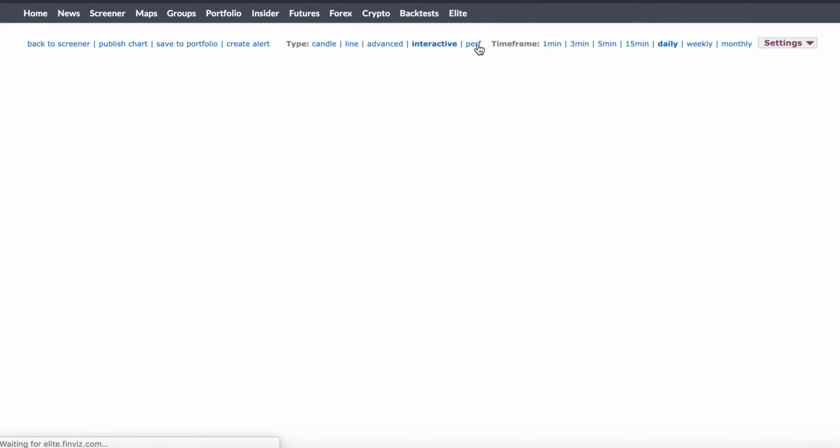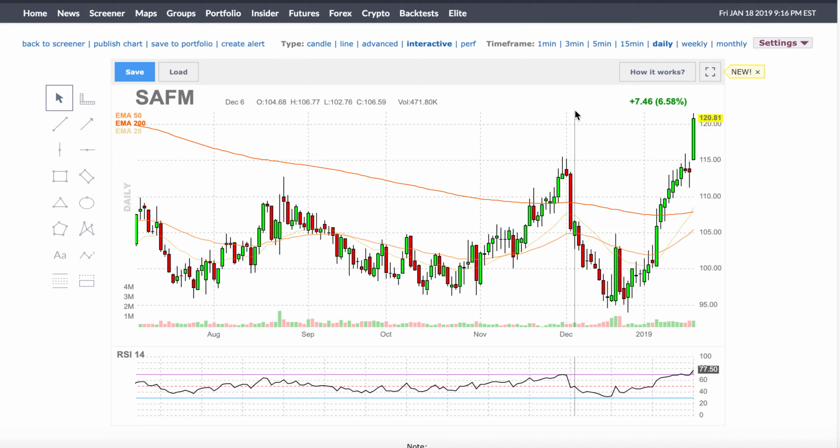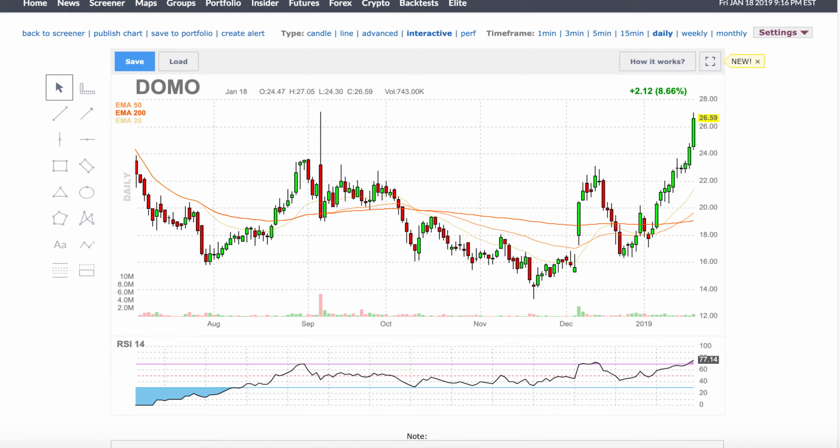Same thing if you want to see SAFM: it is above the short-term moving averages, and the RSI is above 60, right? If it's above 60 and below 90, it still has room to go. If you see RSI over 90, then possibly you might want to take a short idea on it. I'll show you another name.